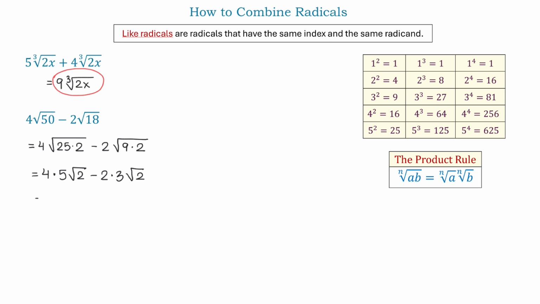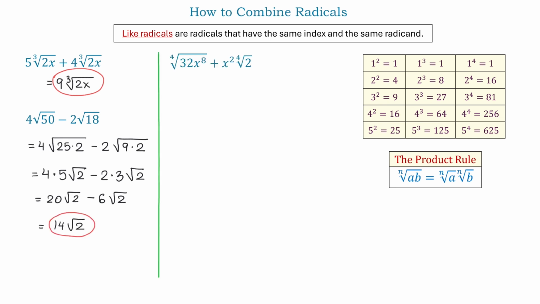Then 4 times 5 is 20, square root of 2, minus 6, square root of 2. And now we have two like radicals. So 20 square root of 2 minus 6 square root of 2 is 14 square root of 2. So we will write 14 square root of 2.